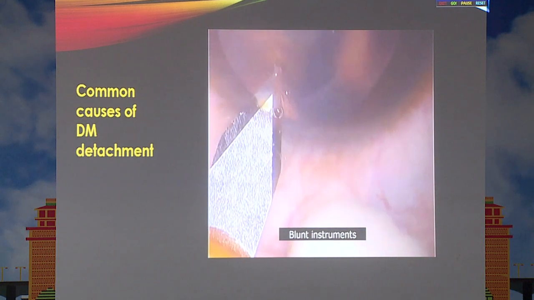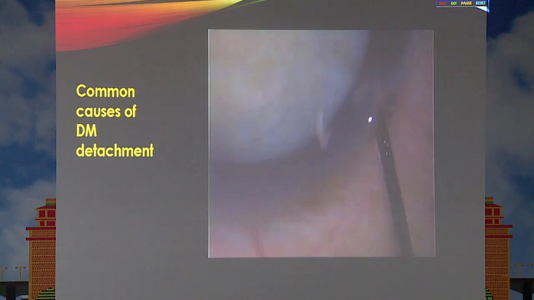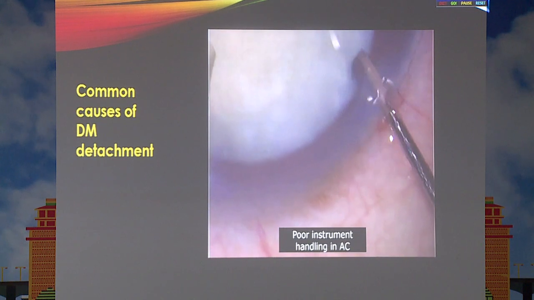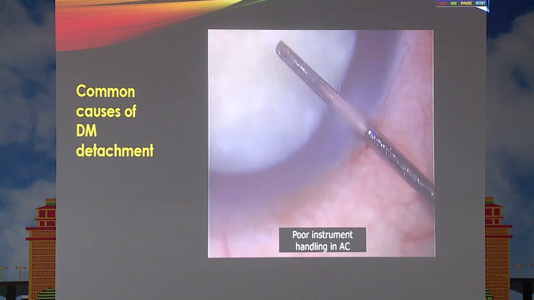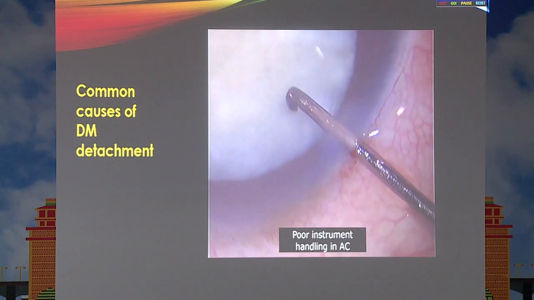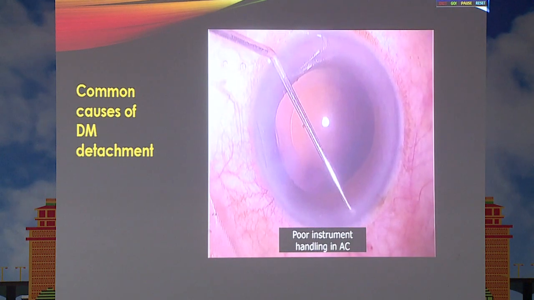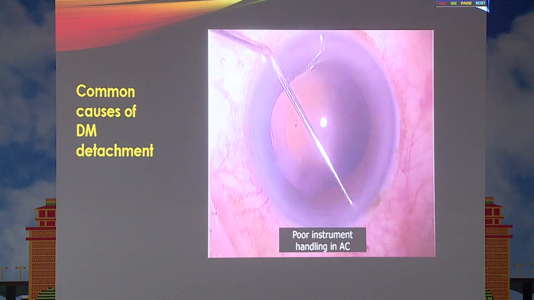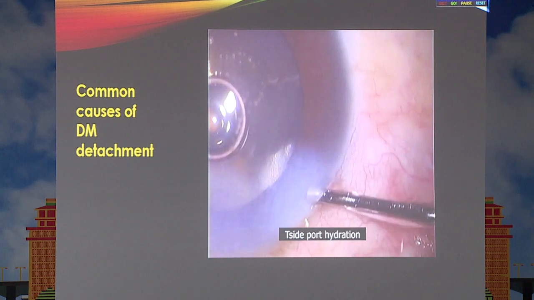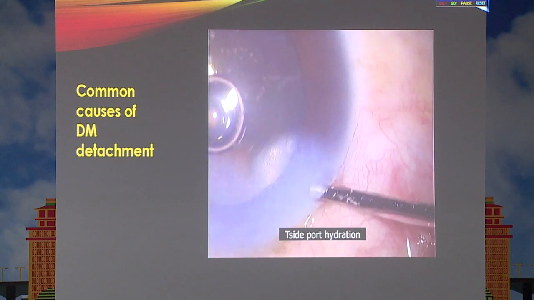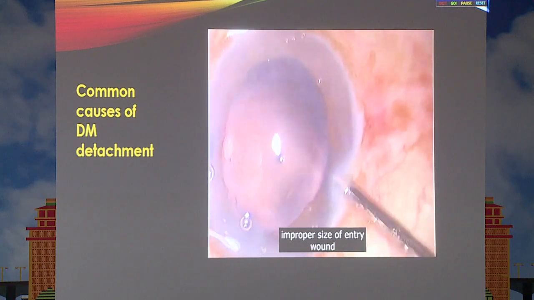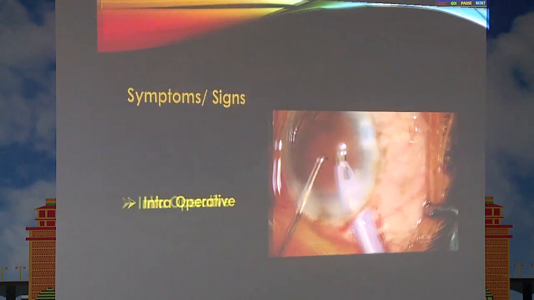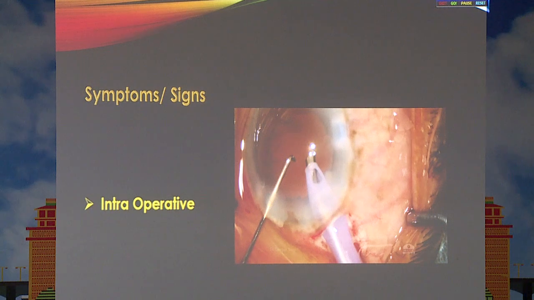This is a blunt instrument. You can see the surgeon is trying to push, and that is where he can lead to a DM detachment. Through a small side port, if you are trying to put a long chopper, that's where again the stripping of the DM can occur. Sometimes a small retained nucleus fragment, if you are trying to take it out, that is where hydrating the wounds is the place where it can happen, and putting an instrument through a small port, that's again where it can go wrong.